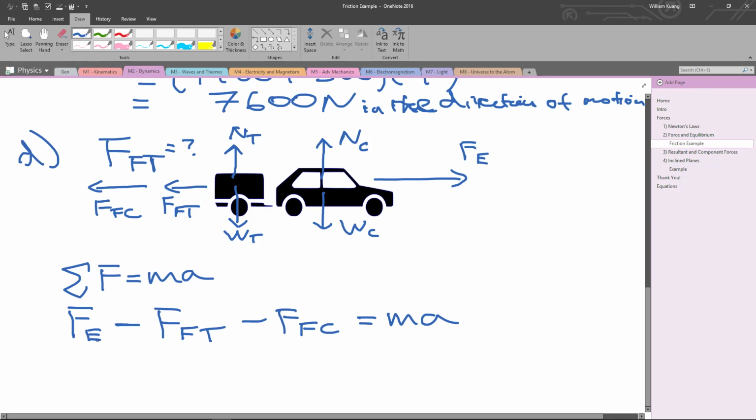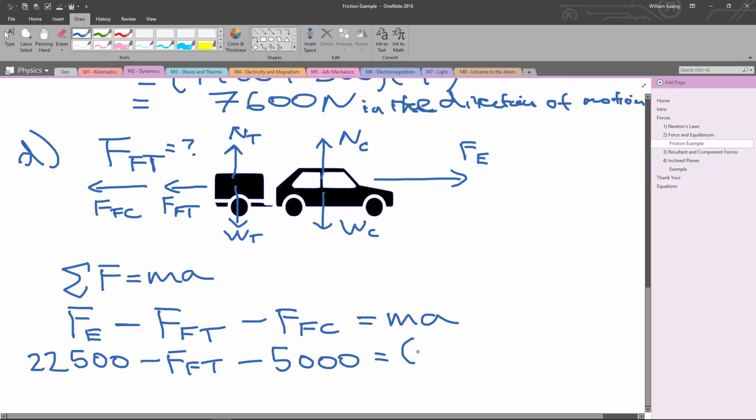Now we have the engine force. We already worked that out in part B. So in part B, you'll remember that the engine force we worked out was 22,500 newtons. So that minus the friction force from the trailer, which we don't know, and the friction force from the car, we're told from the question that it's 5,000 newtons. And the mass here, because we need to consider this whole thing as a system, we actually have to add the mass of the car to the mass of the trailer. So you get 1,400.